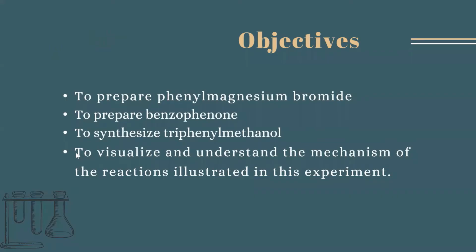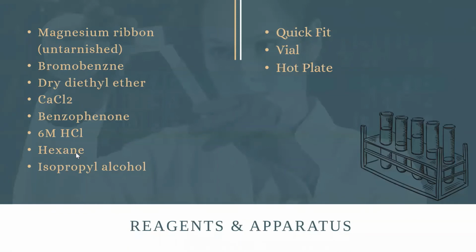So in this experiment, we have 4 objectives. First is to prepare phenyl magnesium bromide. Next is to prepare benzophenone. The third one is to synthesize the triphenylmethanol. And lastly, to visualize and understand the mechanism of the reaction illustrated in this experiment. Shown in the slide are the reagents and apparatus needed to synthesize the triphenylmethanol.